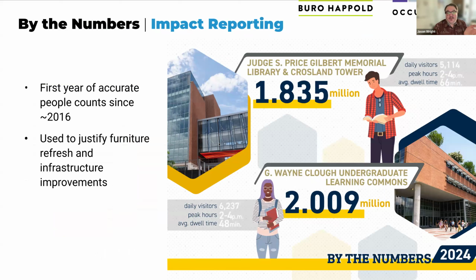last calendar year, more than 1.8 million visits in the library. Peak daily visitors of over 5,100. Our peak hours, 2 to 4, and the average dwell time is over an hour. For Clough, more than 2 million. Peak visitors of 6,200 and change. Peak hours, 2 to 4, same. Average dwell time, 48 minutes. What you'll see in Clough is more class driven. It's labs, it's lecture halls. The library is more study and collaborative work and social driven.